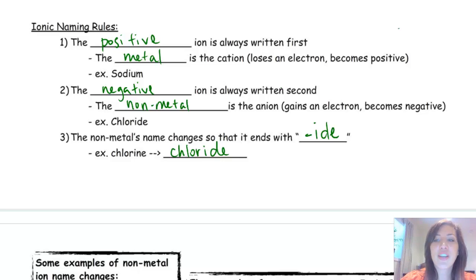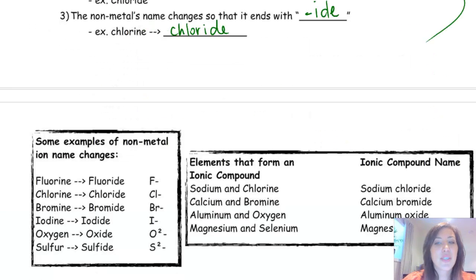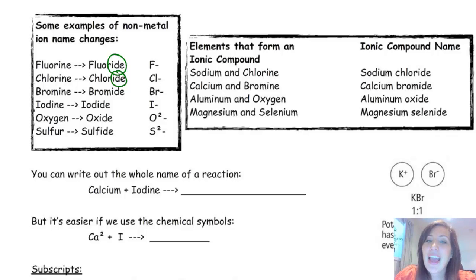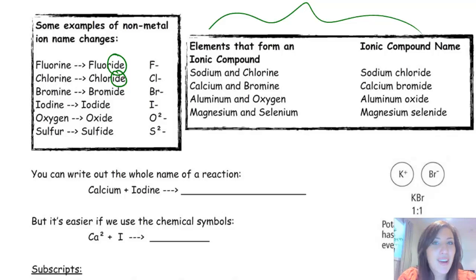3 things to really take note of here. You're going to practice this over and over. In your textbook, it has some examples. For example, fluorine changes to fluoride, chlorine to chloride, bromine to bromide. And also, here are some elements that come together to form ionic compounds.